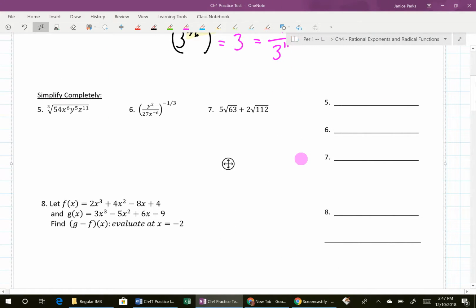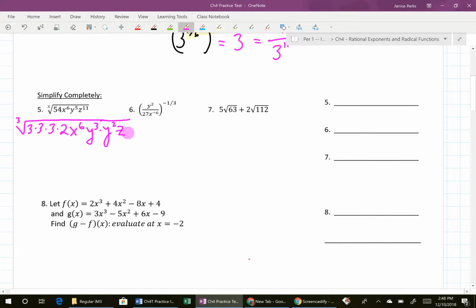For number 5, you do the cube root of 54, which is 3 times 3 times 3 times 2, x to the 6. You can write these out, or you can put them into multiples of 3. So 6 is divisible by 3. You can do y to the 3rd times y squared. And then for z to the 11th, I'm going to go ahead and do z to the 9th and z squared. The reason I'm putting them into those numbers is because the 6, the 3, and the 9 are all divisible by the 3 that's in the outside, which is the index.